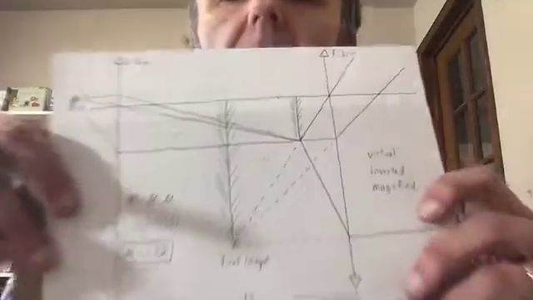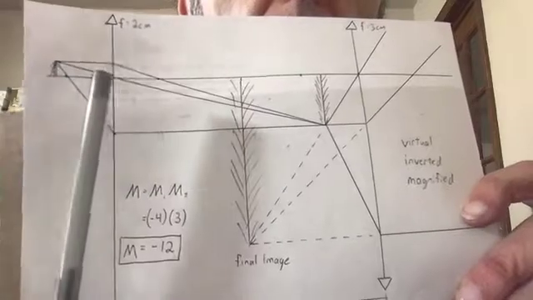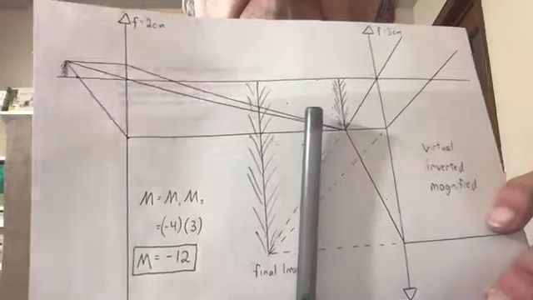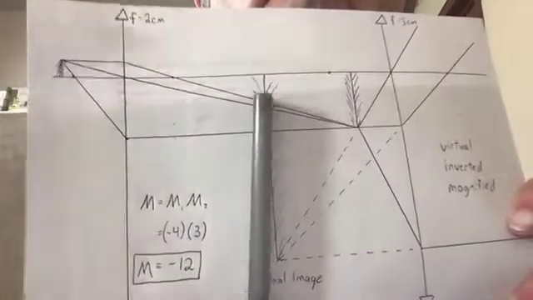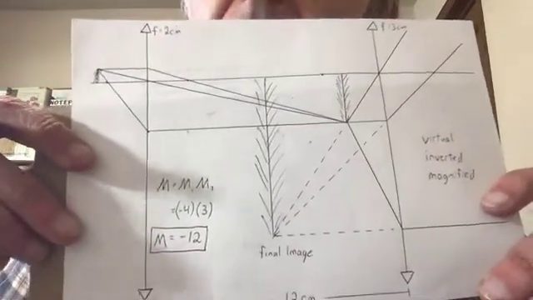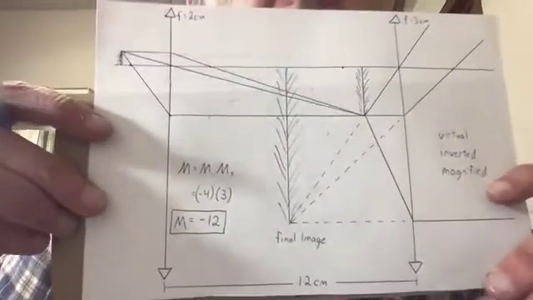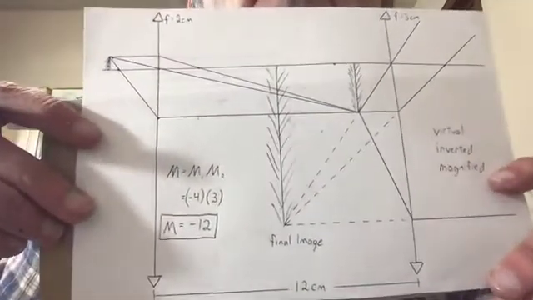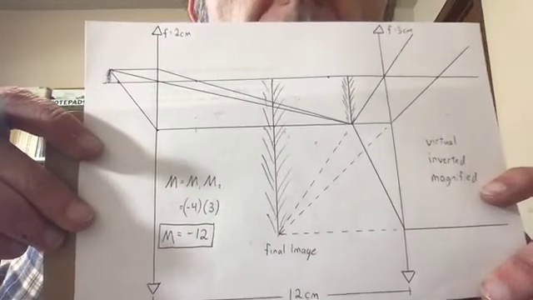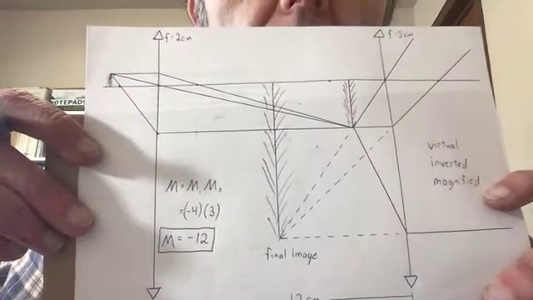Let's put all this together. You now have your original object, which went through the objective and formed an intermediate image, which was then used as the object for the second lens, and we got this large final image. It's virtual, it's inverted, and it's magnified. Now, what's its magnification? To find the total magnification of a 2-lens system, you take the magnification of the first lens and you multiply, not add, multiply by the magnification of the second lens.